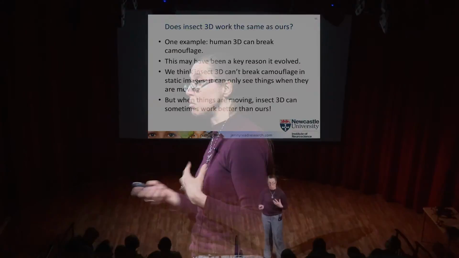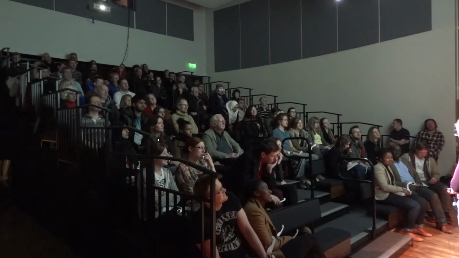So that's a key difference between human and insect 3D, and kind of suggests that insect 3D isn't as good, which is kind of reassuring for us, right? We've got these enormous brains, so it would be a bit embarrassing if a mantis with a 1 millimetre sized brain could do as well.